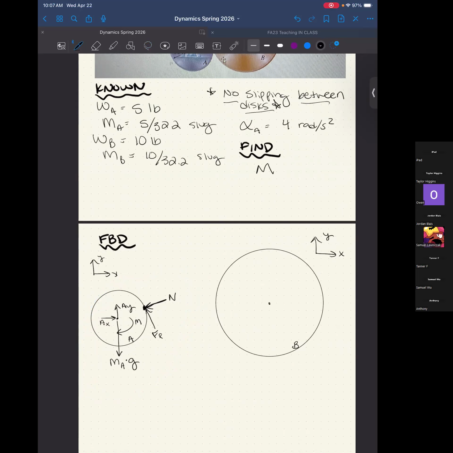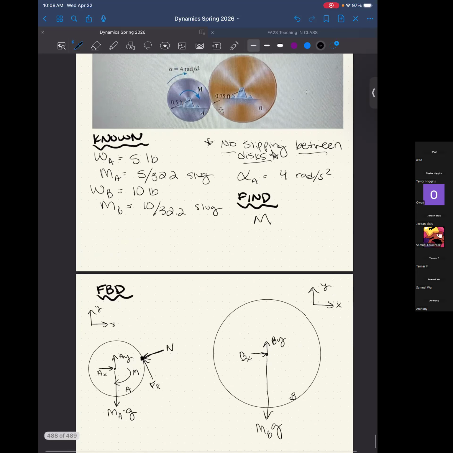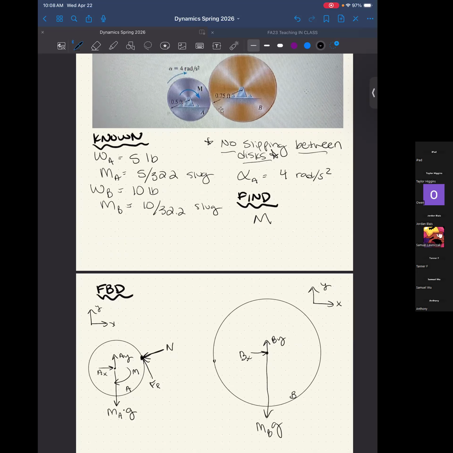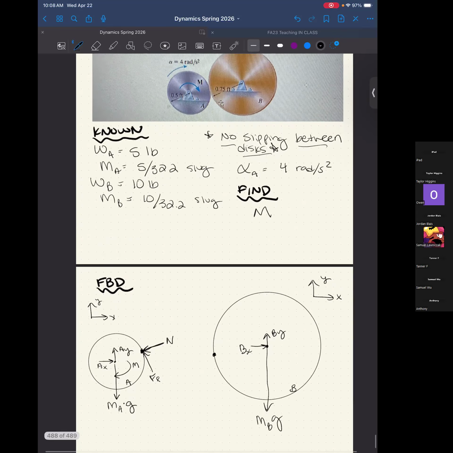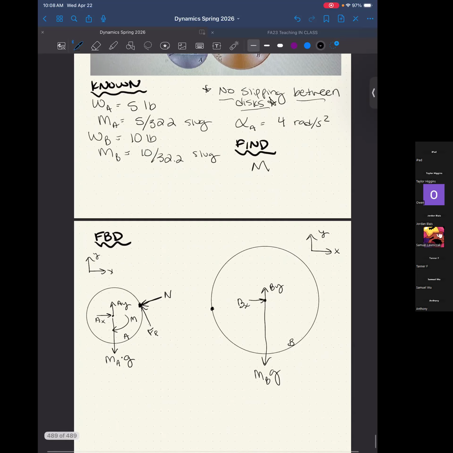And then B, we have very similar things going on. I've got m_B g, I've got B_x, B_y. And then its contact is just ever so slightly down to the left from the pin. Now that we've figured out the correct directions for A, we just know that they're equal and opposite on B. So normal pushes into B, and the friction, instead of going up and to the left, goes down and to the right.